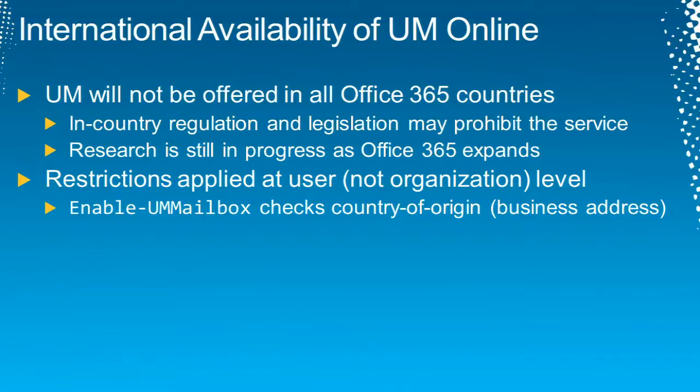We realize that many organizations have users that are based in different countries. So to be specific, the important quantity is the country of origin field, which is essentially the country of the user's business address. And that's what we check when you try and enable the mailbox. We say, in effect, okay, they want to enable Michael. What is his country of origin? Is that on this list? If it's not on the list, we're not going to allow enabling the mailbox.